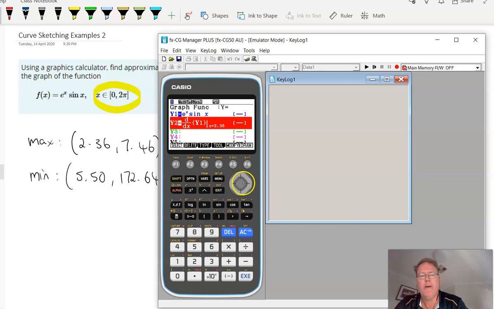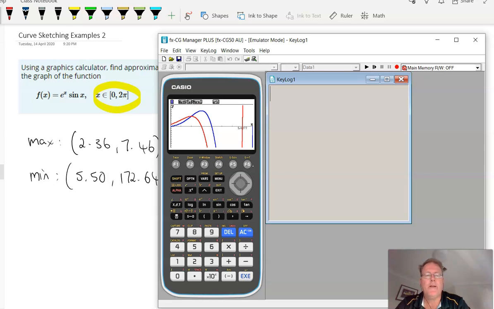So if I come back out of that and I edit it, come across, and instead of putting 2.36, I just put X, execute, and I can draw that. I can see where my stationary points are, but I can also see where my point of inflection is. Okay, and my point of inflection, can you see it, is here. Okay, so that's my point of inflection right there. Okay, there may be another one, and I may need to zoom out.